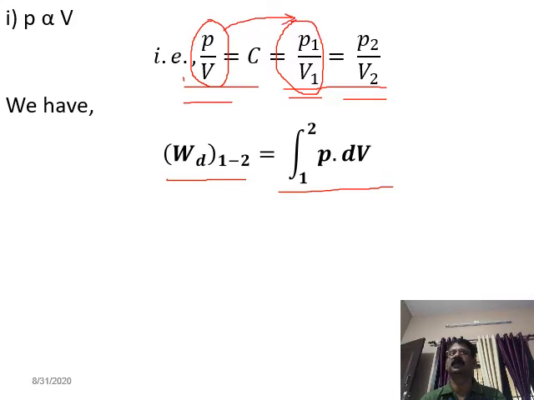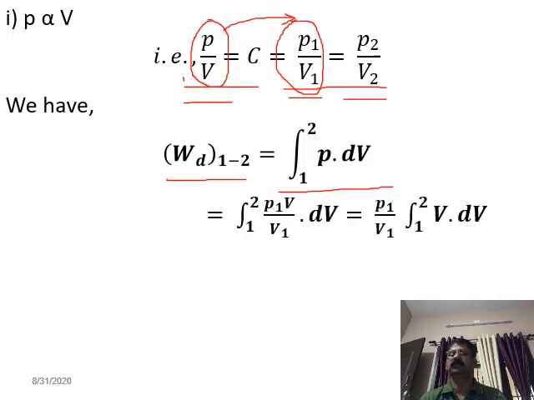So what is P from this? P1 by V1 into V. Substitute that. So integration from 1 to 2, in place of P you substitute P1 by V1 into V, and it is integrated with respect to dV. Now you can see here P1 by V1 is equal to constant. So take it outside. V is a variable, so you integrate with respect to dV, and you know that the integration of V with respect to dV is V square by 2, and you apply the limits from 1 to 2. So the upper limit is 2, the lower limit is 1.